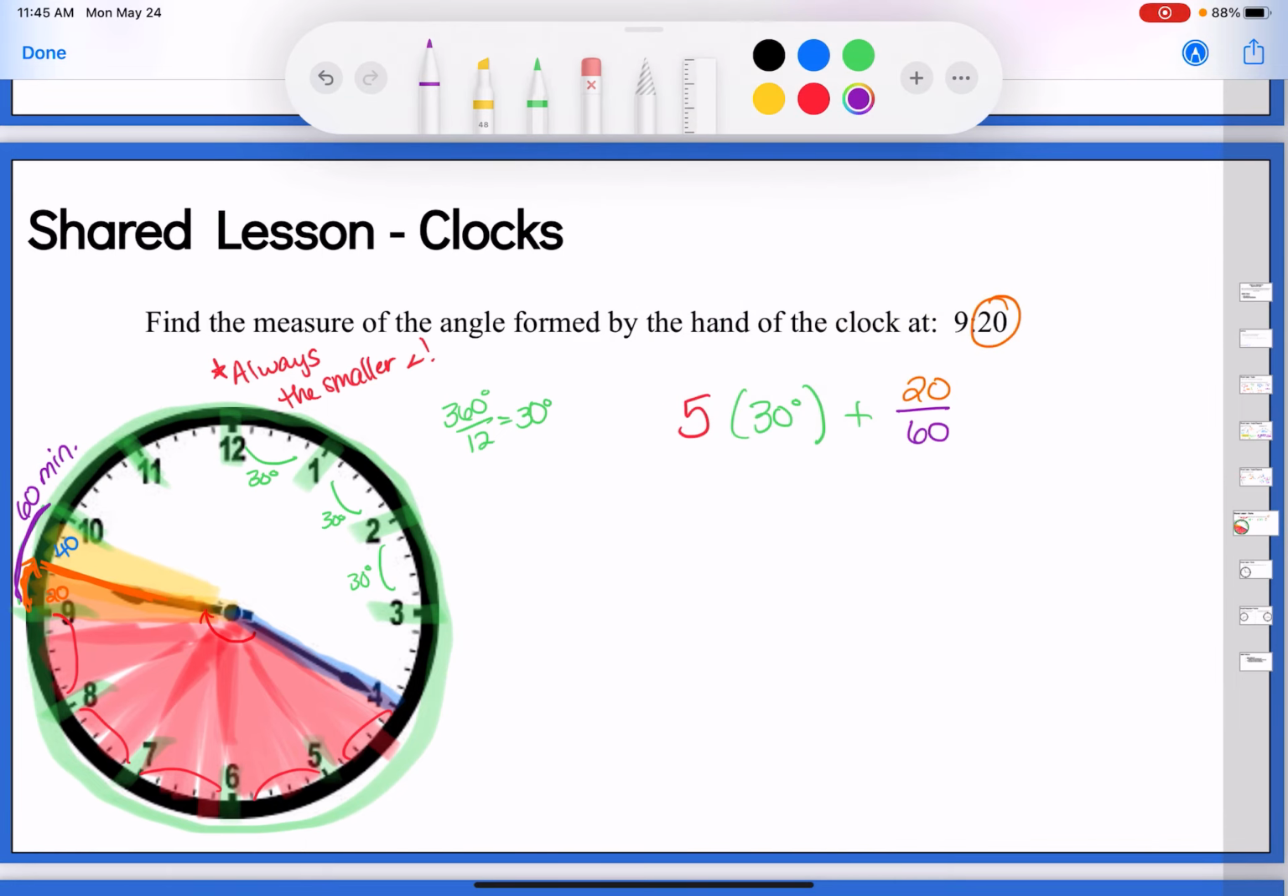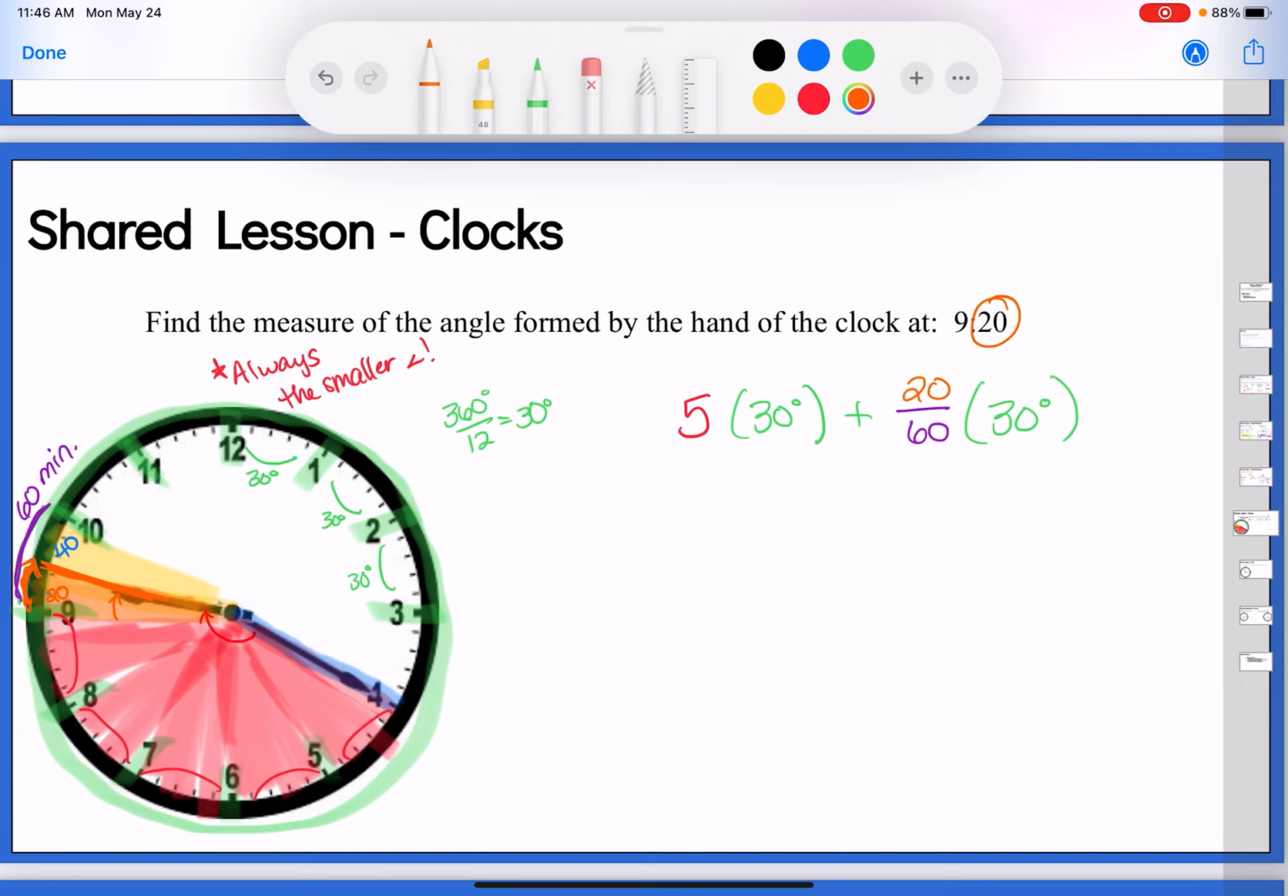So I want just the 20 minutes, because that's the direction the hand moves. The hand moves around the clock in this direction, right? So it's gone 20 minutes so far out of the 60 minutes it would take to get between the 9 and the 10 o'clock. And that whole section is worth 30 degrees. So this is the trickiest part, figuring out that fraction.